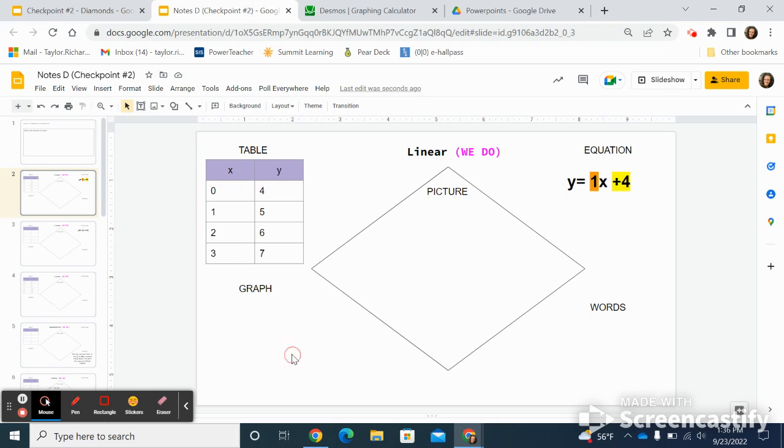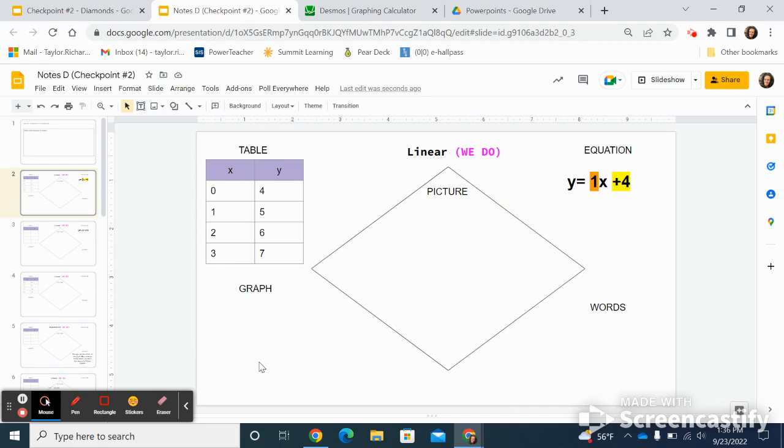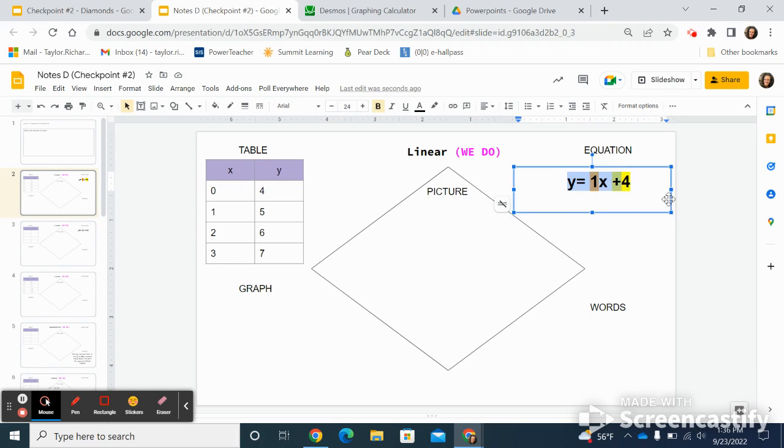We're not done yet. We still have to do graph, words, and picture. So let's do our graph next. So we're going to make a graph in Desmos, and we're going to start by just typing this equation in Desmos.